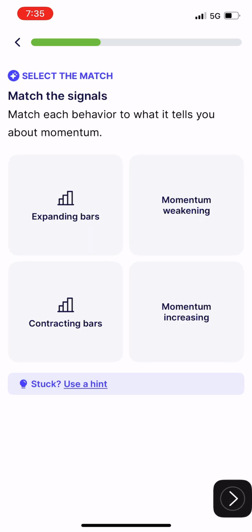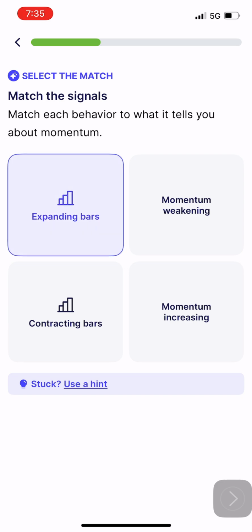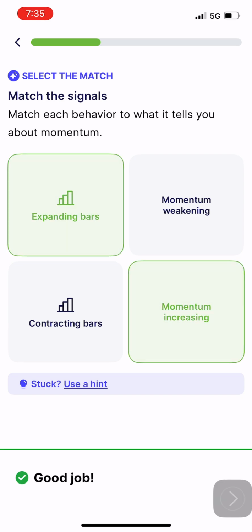Select the match. Match the signals. Match each behavior to what it tells you about momentum. Momentum weakening. Expanding bars. Momentum increasing. Contracting bars.